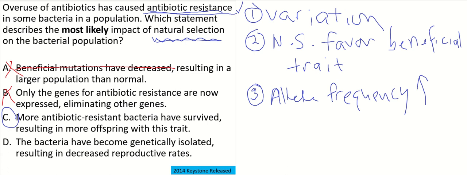All right, let's just read D for good measure. The bacteria have become genetically isolated, resulting in decreased reproductive rates. Now, this antibiotic resistance is going to help them increase reproductive rates, not decrease it. All right, some of the wording wasn't the easiest, but hopefully this helped.